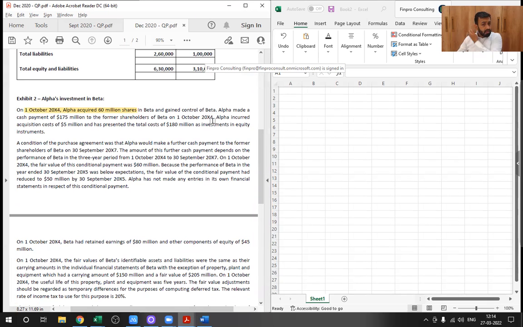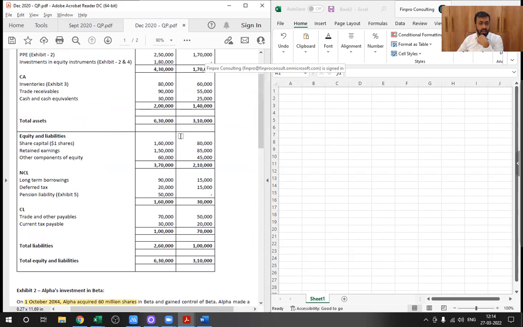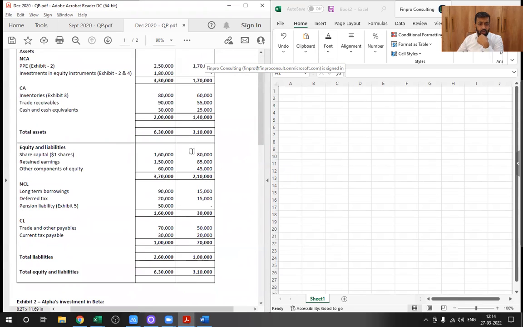So a year back, Alpha made a cash payment. So how many shares have they acquired? 60 million shares. Out of how many? It's not given here, so we'll have to go back to the equity and liabilities. Check this. These are $1 shares. You check Beta, $1 shares. These amounts are in thousands. So there are 80 million shares.